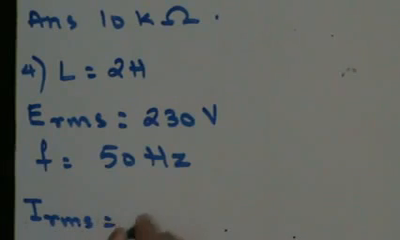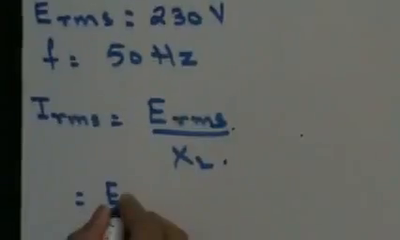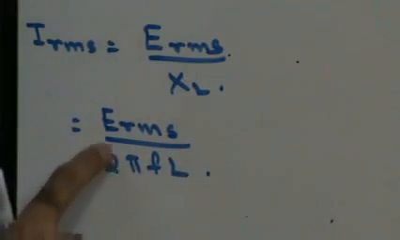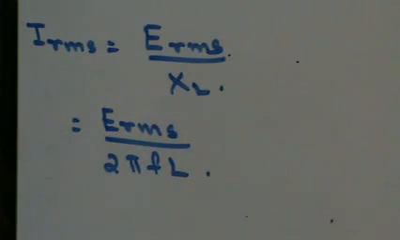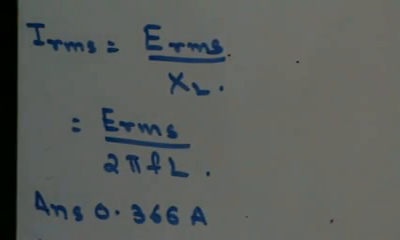IRMS. They've asked me to find out the current. It is voltage upon resistance, so voltage upon reactance. But XL we know is nothing but 2 pi FL, so this will be ERMS upon 2 pi FL. L, F I know, ERMS I know, so I should be able to get IRMS. All the data is given to me. Substitute and you should get the answer for this as 0.366 amps.